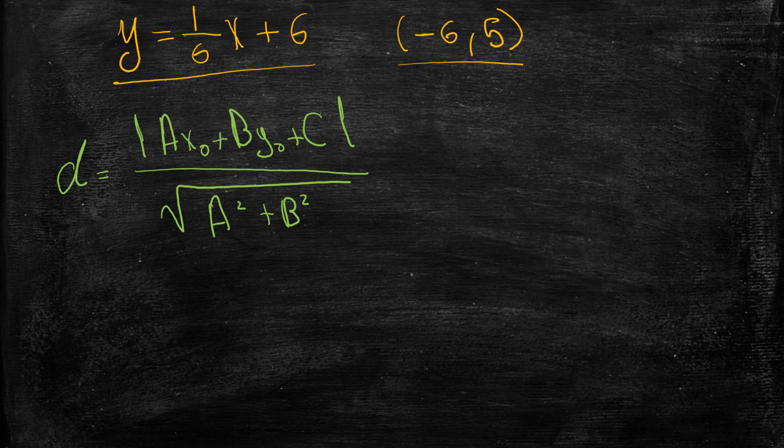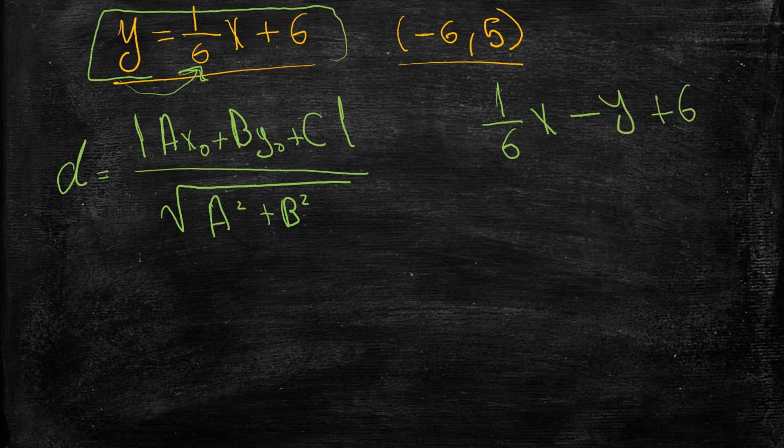So it is very important to keep in mind the line should be written in standard form. As you see here, the line is not written in standard form. In standard form, all the terms should be on one side, and the other side should be 0. So I'll be moving y to this side. You need to change its sign or subtract y from both sides. So you will get 1 over 6x minus y plus 6 equals 0.